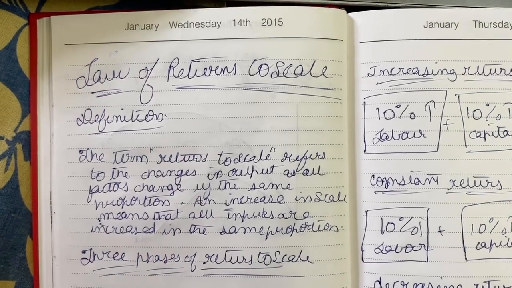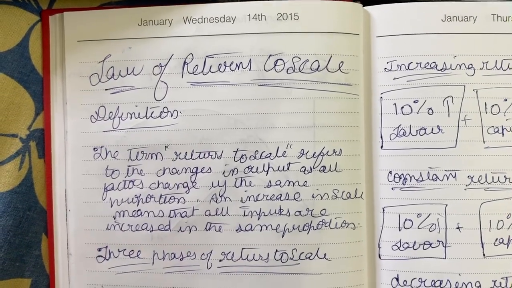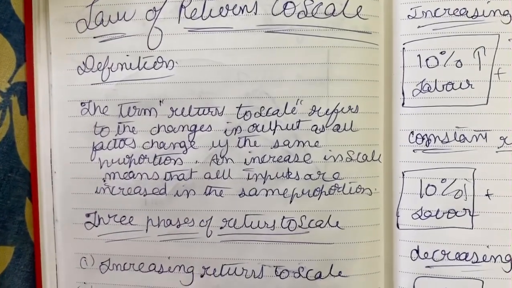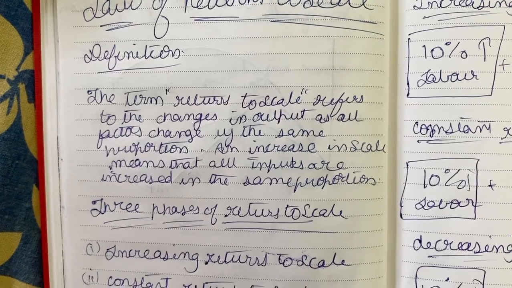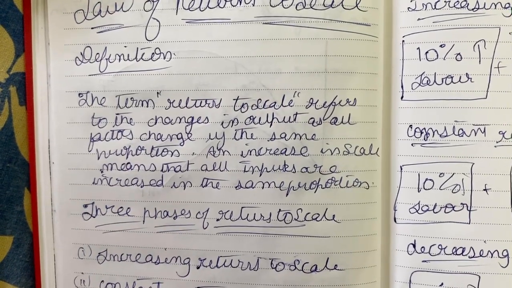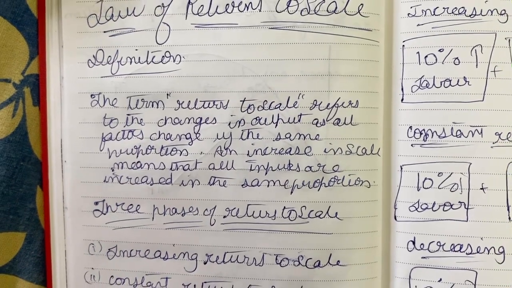Hey everyone, let's talk about the law of returns to scale. The definition is pretty generic. It says the term returns to scale refers to the changes in output as all factors change by the same proportion. An increase in scale means that the inputs are increased in the same proportion.